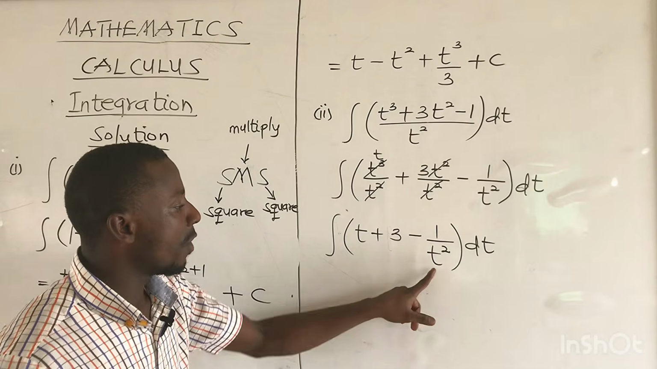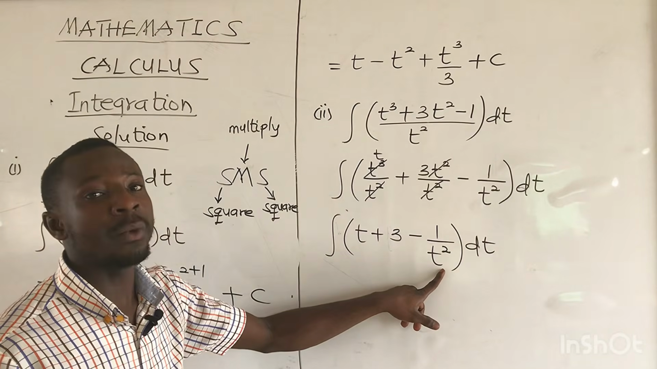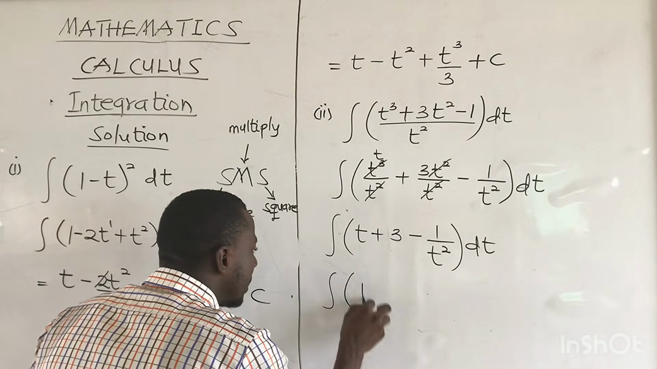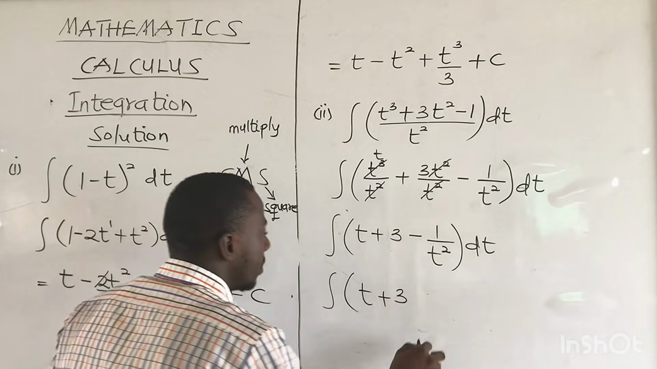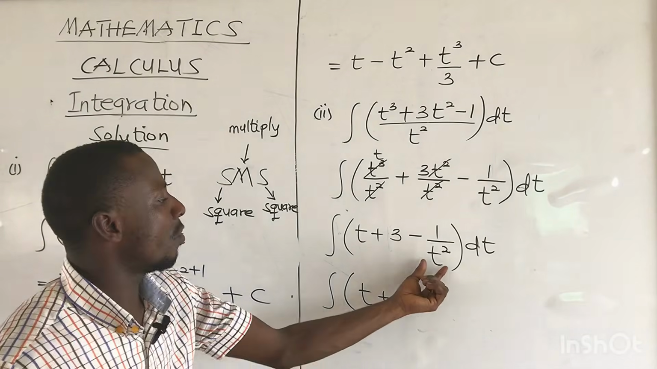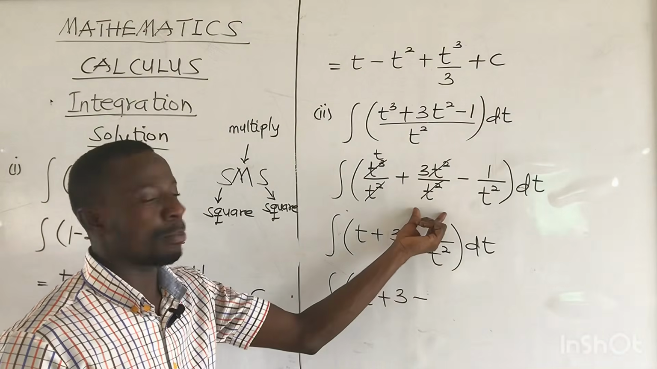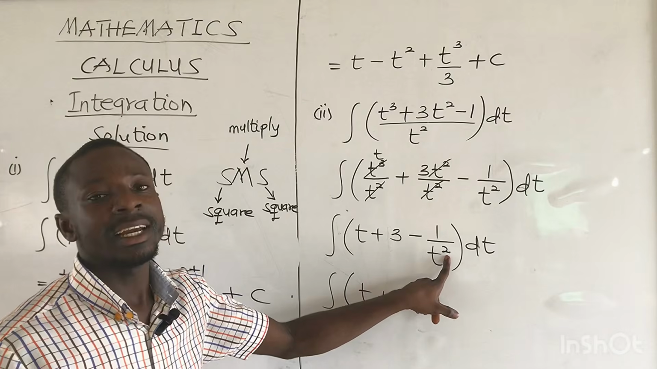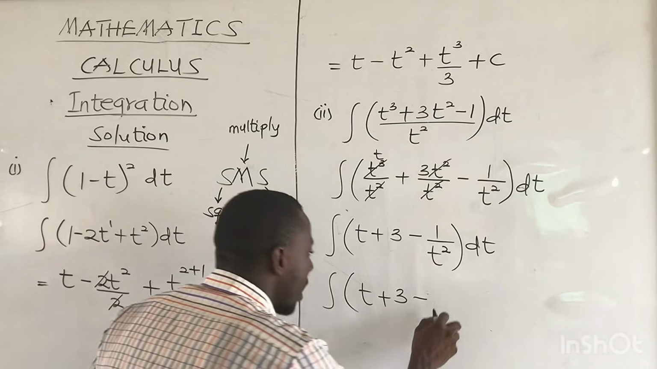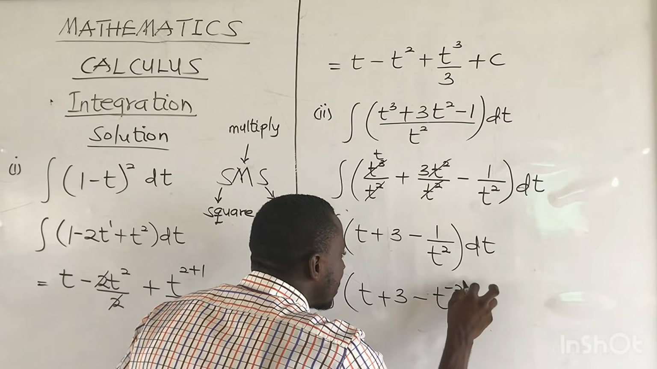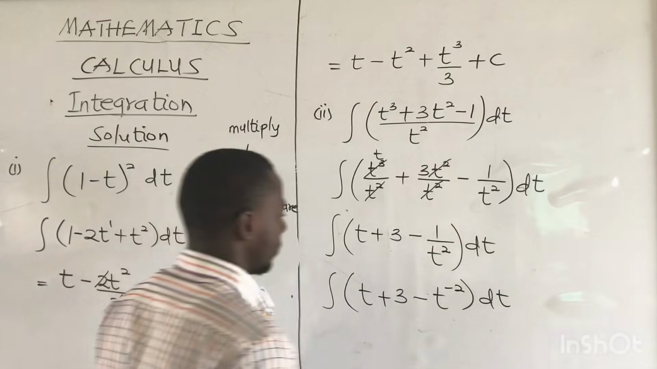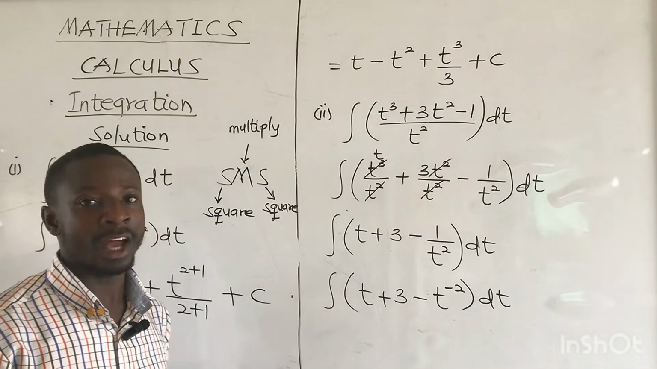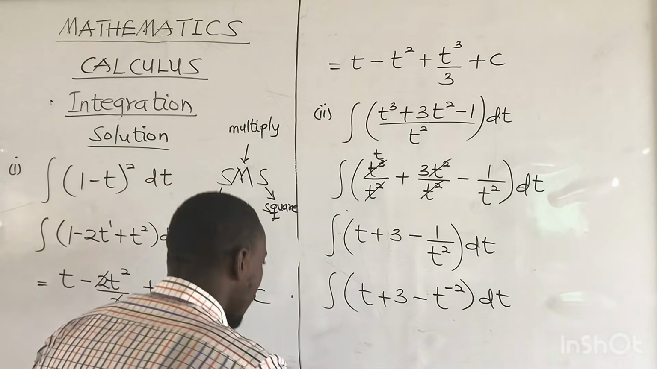So from here, we need to change this before we can start with the integration. So we still have the integral of t plus 3 minus. Now we can push the t squared up. The moment the t squared comes up, we need to negate the exponent. So we have t exponent negative 2 dt. So since we have this term here, we can now start with the integration.